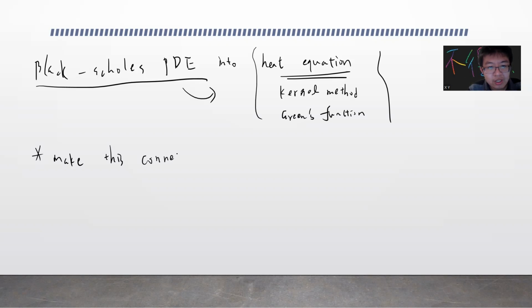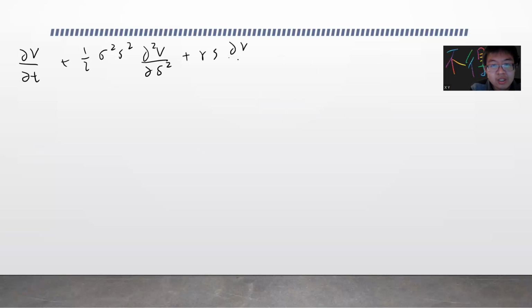Make this connection clear. This is interesting. Very tedious but interesting. Okay, so let's write the equation like this. The derivation of this equation needs stochastic calculus, so skip. You can check out my previous video.